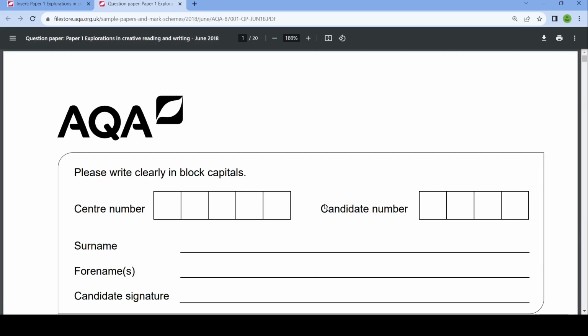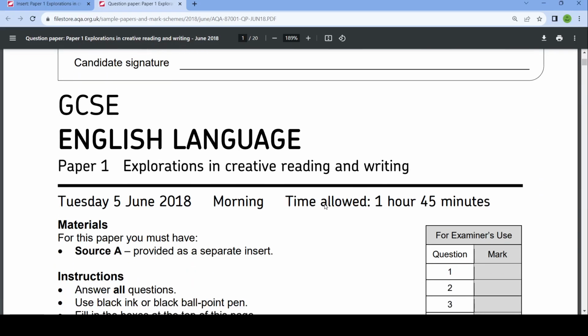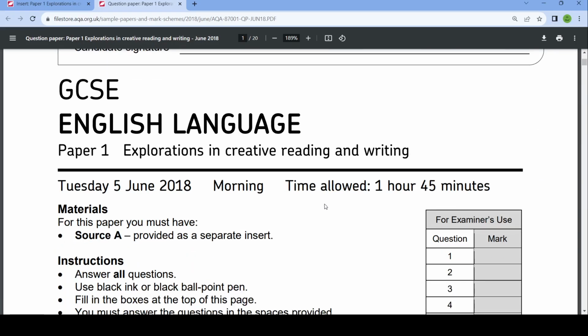Okay, so that's it. That's a quick overview of paper one, English language. And in the next video, we'll look at paper two.